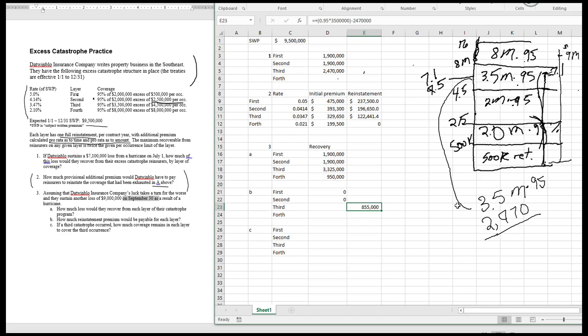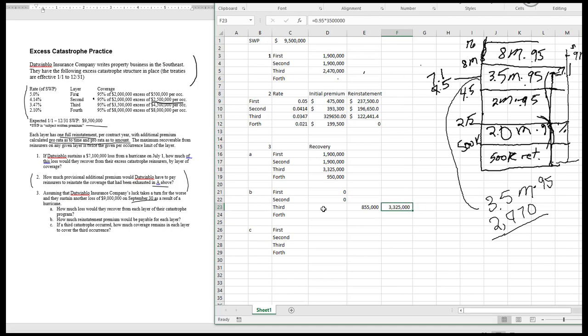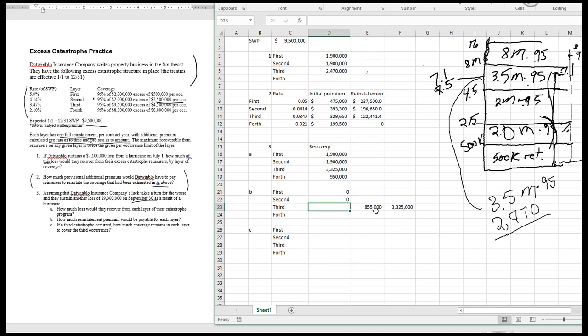So that's 855,000. Let's also calculate the portion of that layer we had available. So that's 95% of 3,500,000, which is 3,325,000. Now let's look at how to calculate the third layer reinstatement premium. So we're going to do similar to what we had done before. We're going to multiply it by the initial premium for the third layer times. Now remember, we want to do this pro rata as to time and amount.